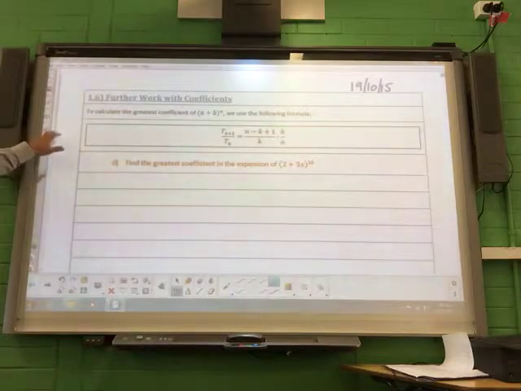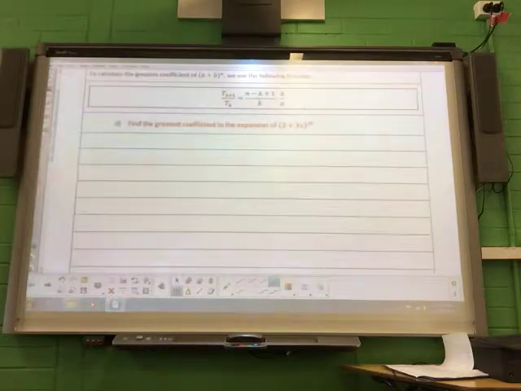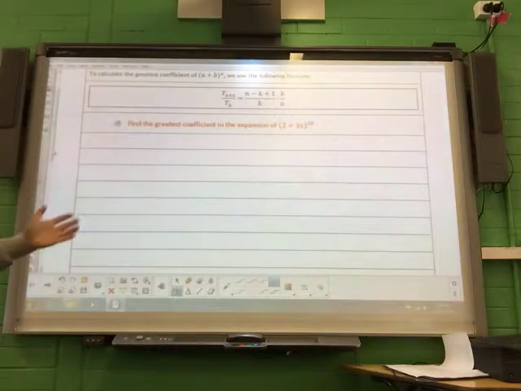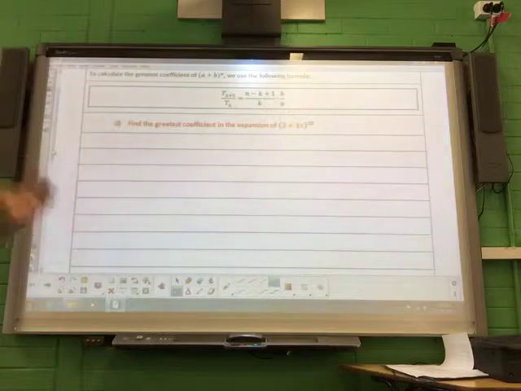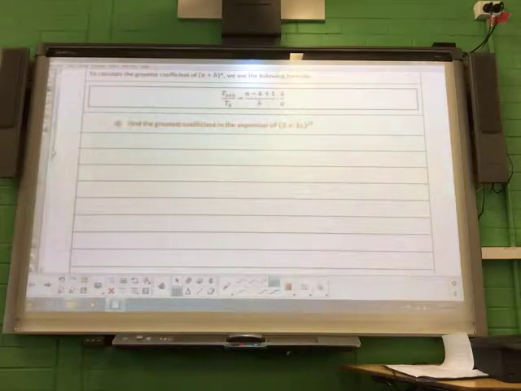Okay, so examples. Let's find the greatest coefficient in that expansion. So we're not going to require you to expand it right out to find the greatest coefficient, although you can do that. Okay, so if you forget how to do this, you can expand the whole thing out and then identify which is the greatest, which will take time, but you'll get your answer with that time, but this will be a much more efficient way to do it.